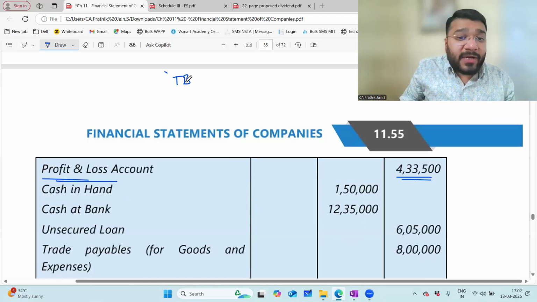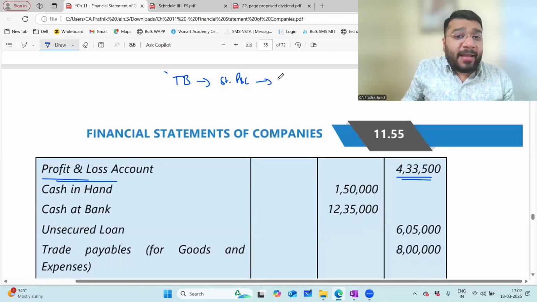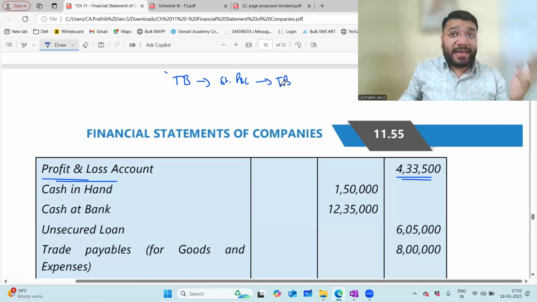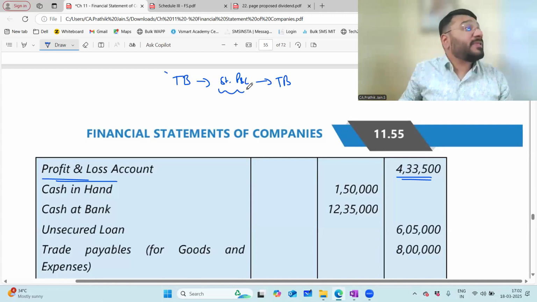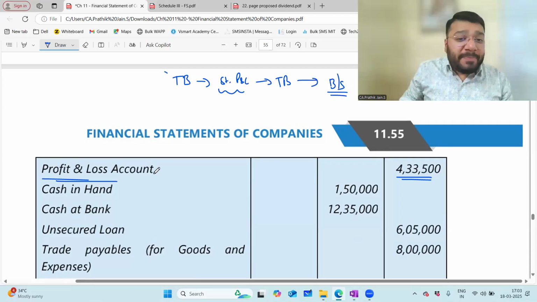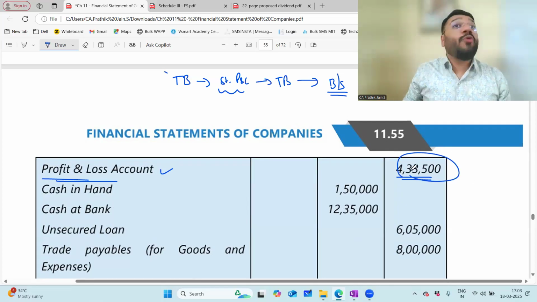Which means we had a full-fledged trial balance. After this, we prepared the statement of P&L, and then we were left with the remaining part of the trial balance, which has assets, liabilities, capital, and the balance of the statement of P&L. From this, we are supposed to prepare the balance sheet now. Are you able to follow? So this P&L balance which is given here is not the opening balance.